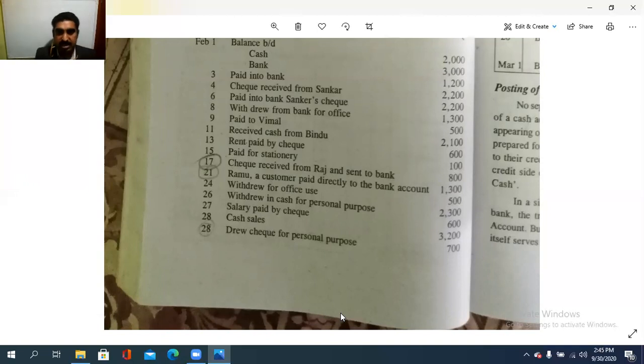Then Ramu, a customer, paid directly to the bank, withdrew for office use, withdrew in cash for personal purpose, salary paid by check, cash sales, drew a check for a personal purpose. So in that way, we are checking this. So, cash book. What is the first item? Cash and the bank is there.